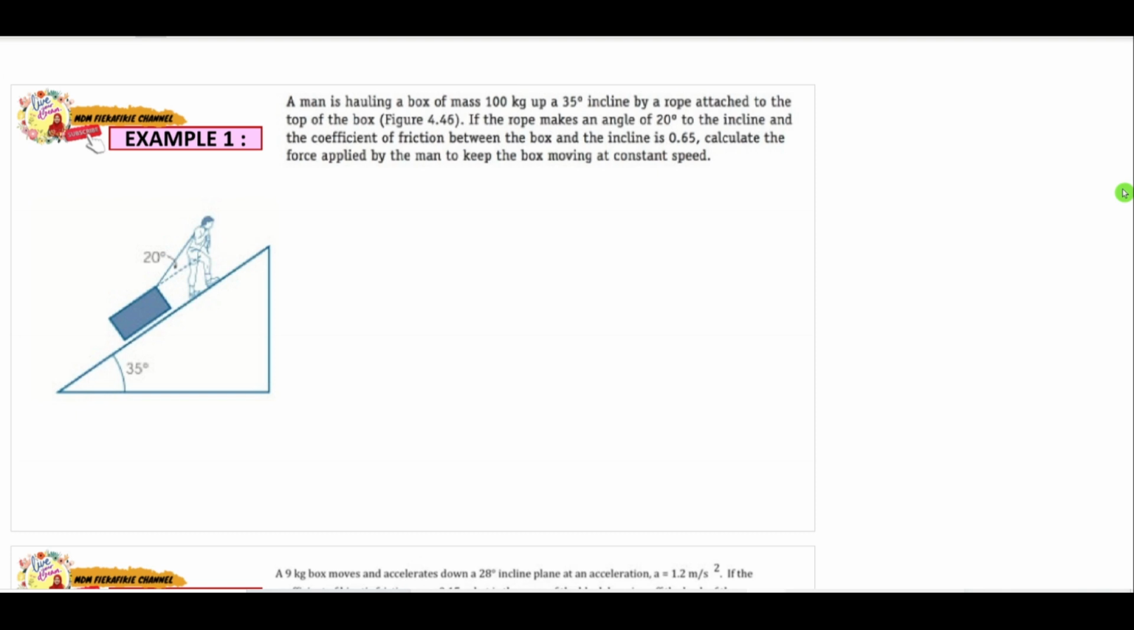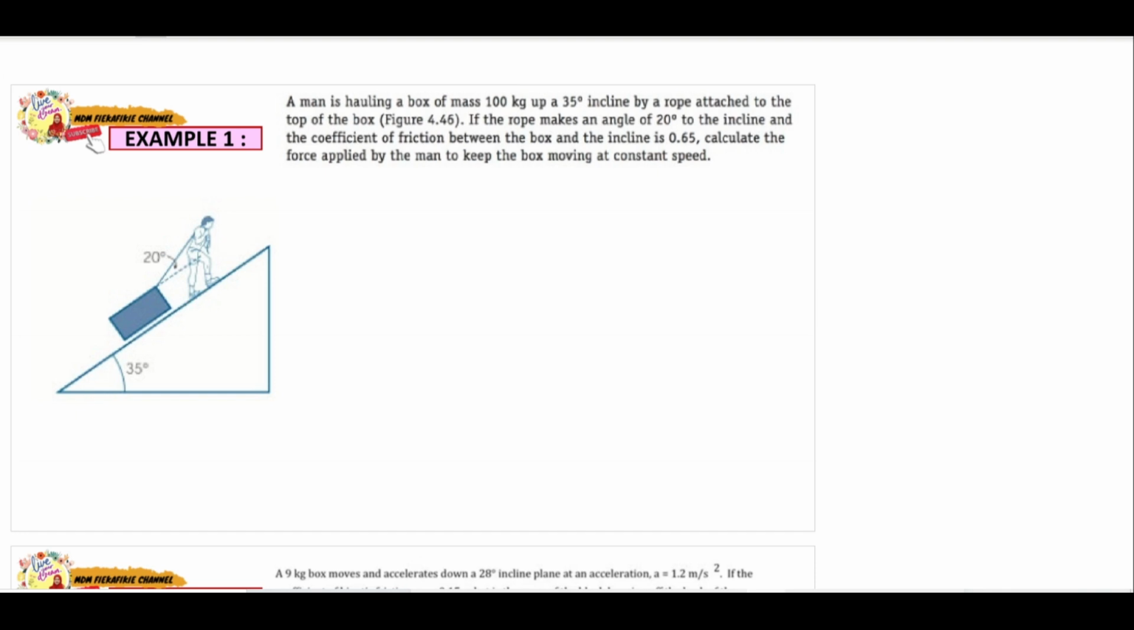Okay, now let's start with question number 1. So here we have an inclined plane and then we have an object where the object is pulled by a man, okay? A man is holding a box of mass 100 kg up a 35-degree incline by a rope attached to the top of the box. So means that the man puts an external force on the object in order to make it move upward on the inclined plane. Okay? So given that the rope makes an angle of 20 degree to the inclined plane as shown in the figure, okay, and the coefficient of friction is also given.